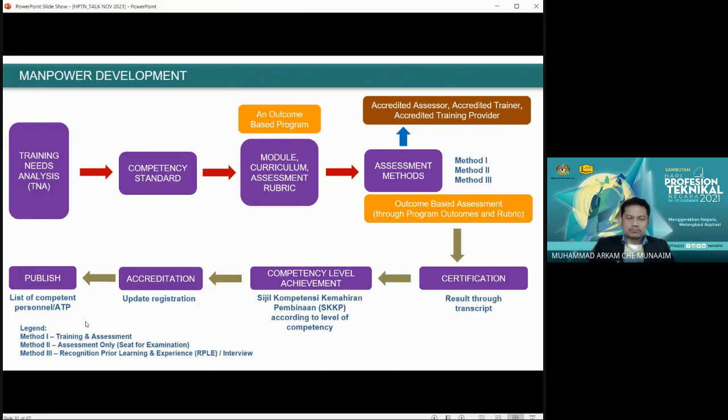Right? So you can see method 1 there, method 2 there, and method 3 there. This is actually determined and described by this statement. Method 1 is the training and assessment. You need to go for the training and be assessed by all the questions coming from the modules.